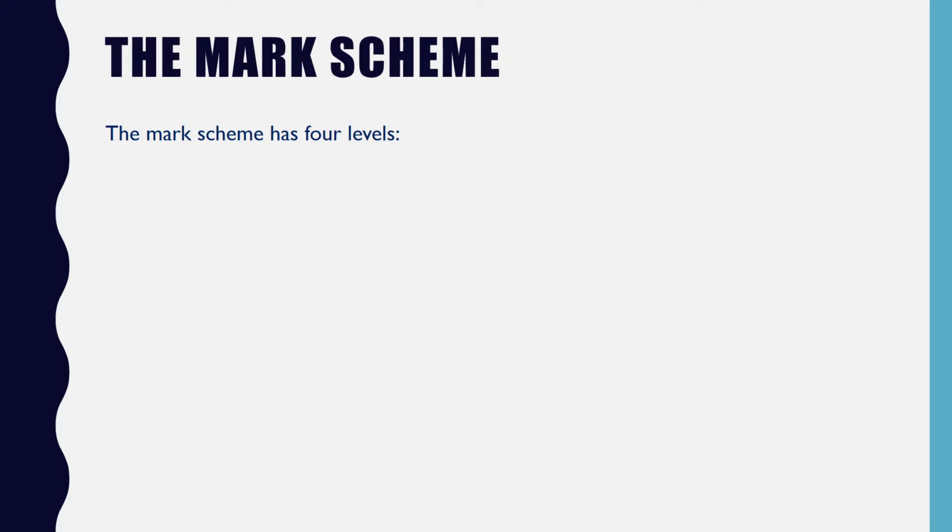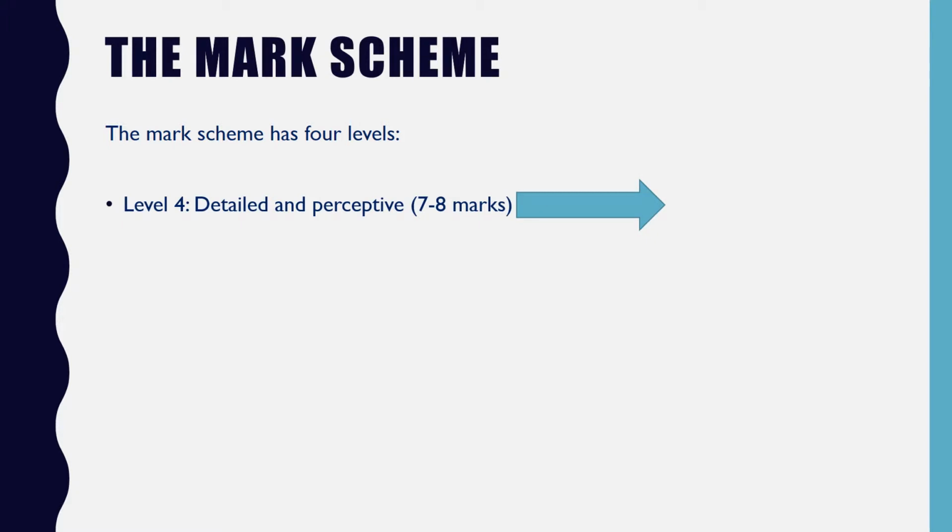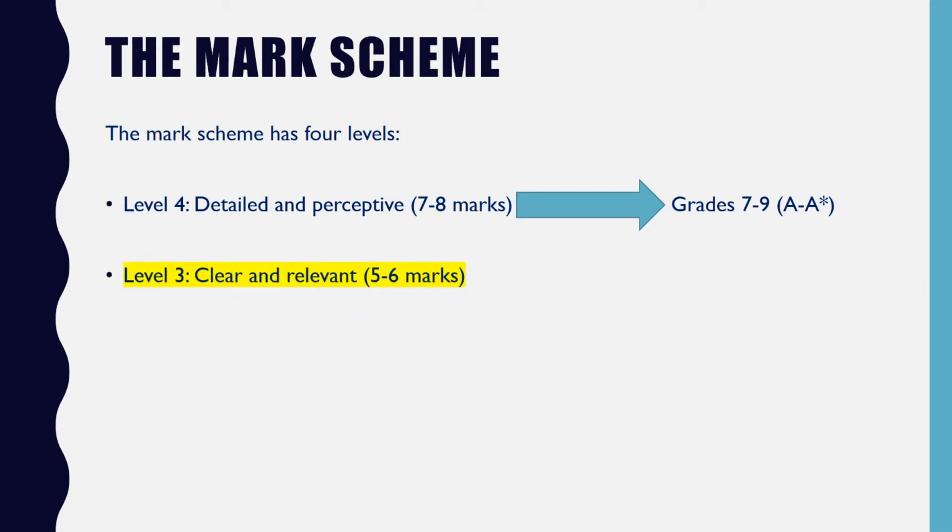The mark scheme for this question is broken down into 4 levels. There's level 4, where student responses are detailed and perceptive, and will be awarded 7 to 8 marks. And this roughly equates to students achieving grades 7 to 9. Then there's level 3, where responses are clear and relevant, and where students are awarded 5 to 6 marks. And this is the level that most of you are aiming to achieve this summer.